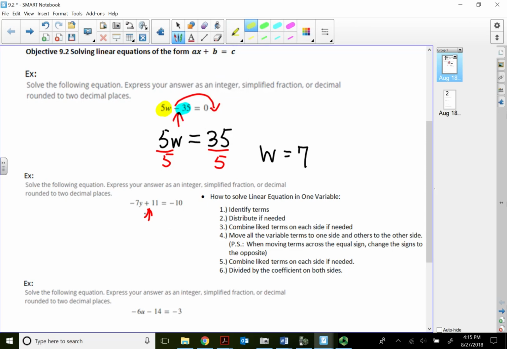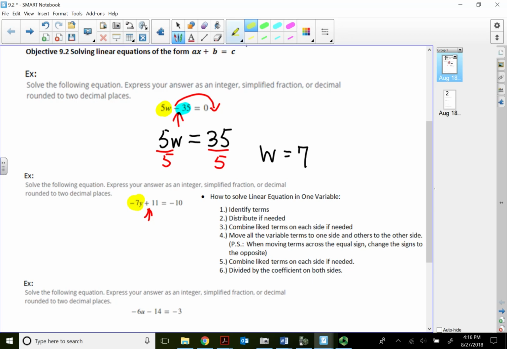None of the three terms has parentheses, which would require me to do distribution, so there's no step 2. Step number 3, combine like terms on each side. These two terms are not like terms, so they cannot be combined. Let's move to step number 4. Before I move anything, find your variable term, which is negative 7y. That's the only variable term I've got.